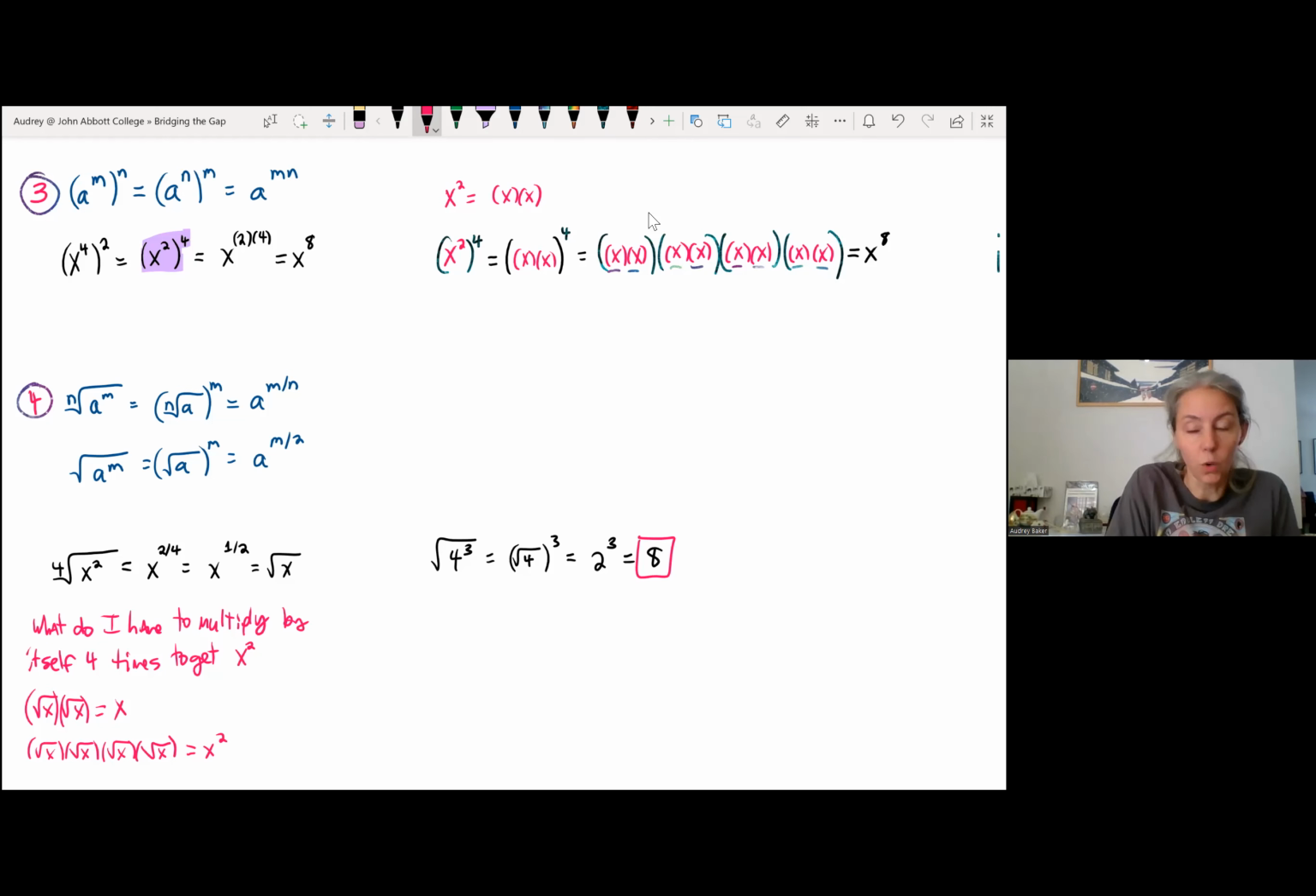Now, if I want to, I could have done this the other way. I could have said the square root of 4 cubed is 4 times 4 is 16. 16 times 4 is 64. So this is the square root of 64. If I multiply 8 by itself 2 times, I get 64. So either way will get me there, but thinking about which way is simplest is often useful when evaluating things like this.